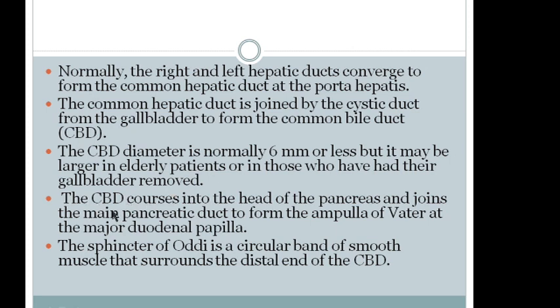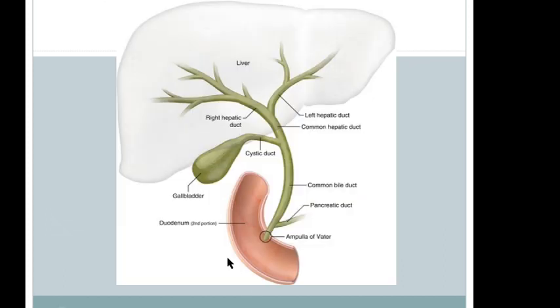The common bile duct, CBD, courses into the head of the pancreas and joins the main pancreatic duct to form the ampulla of Vater at the major duodenal papilla, and the sphincter of Oddi is present at the distal end of the common bile duct. In this diagram you can appreciate this is the right hepatic duct, this is the left hepatic duct.